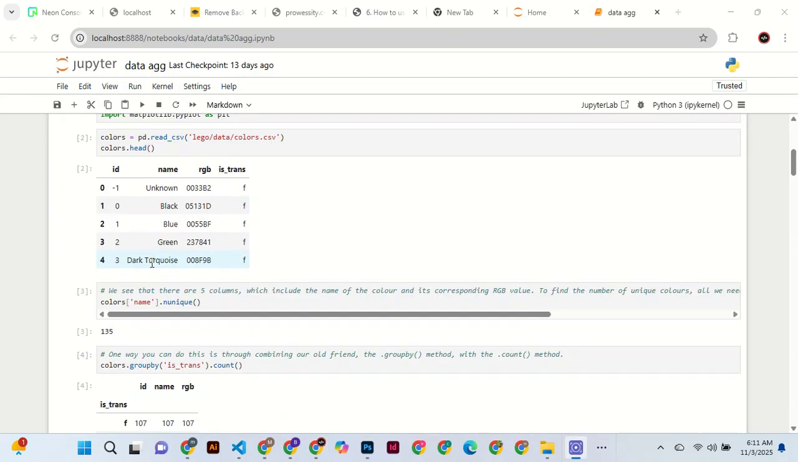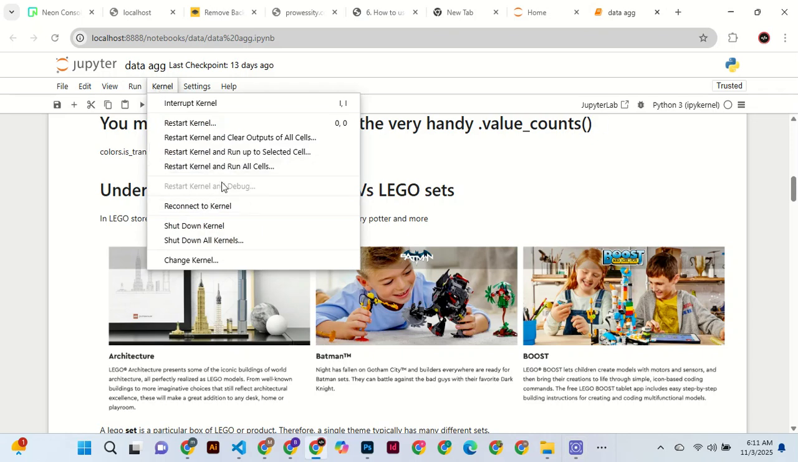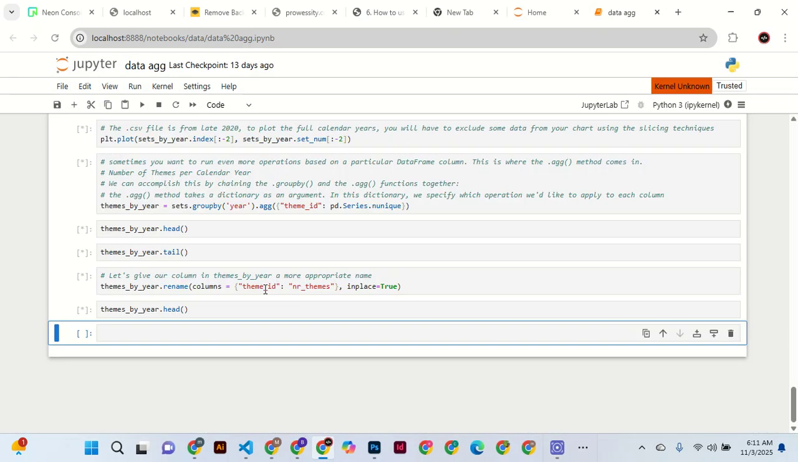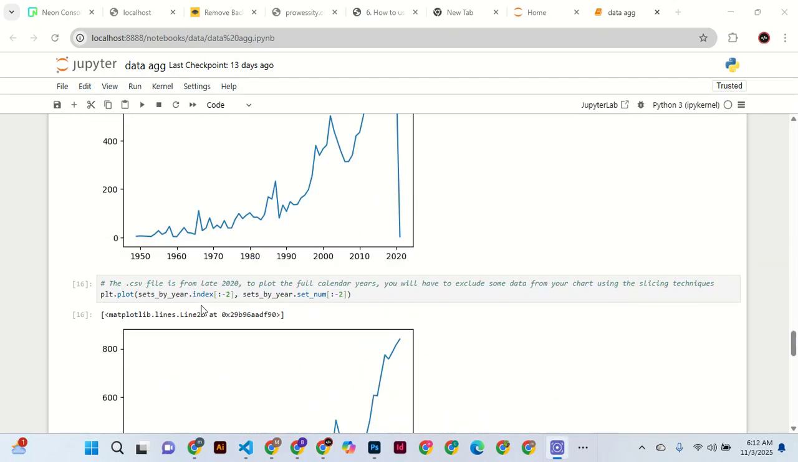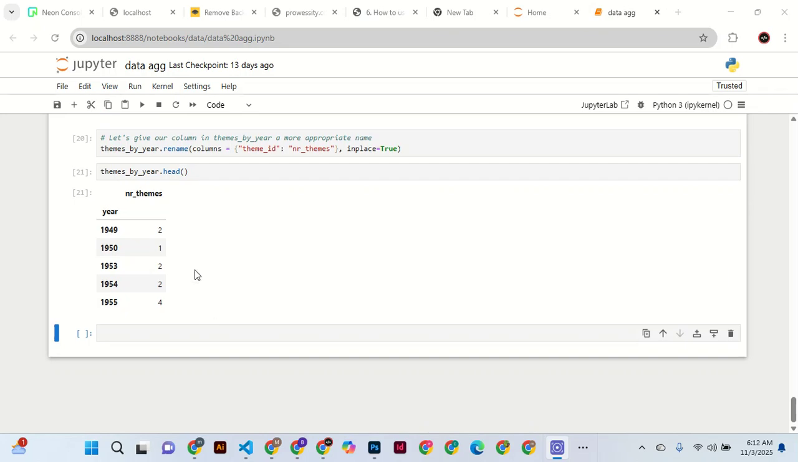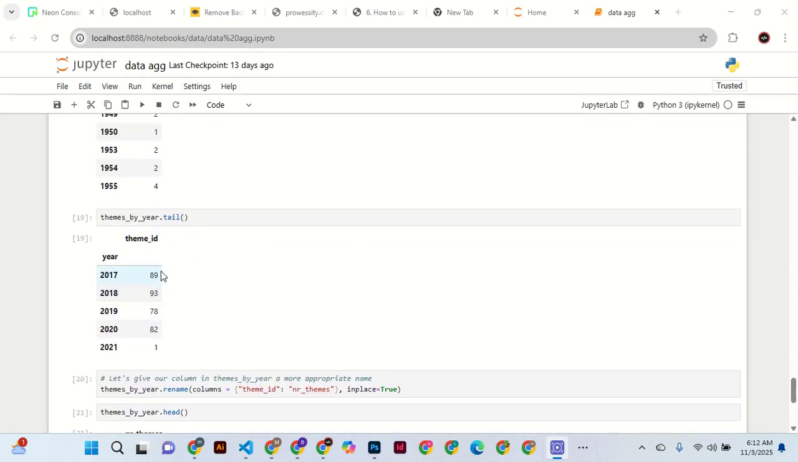Now after it opens, we normally go to kernel and we will start it ourselves. And we wait a bit. And here we are.